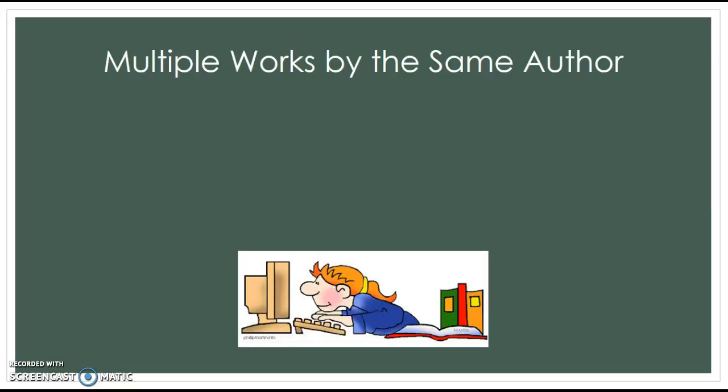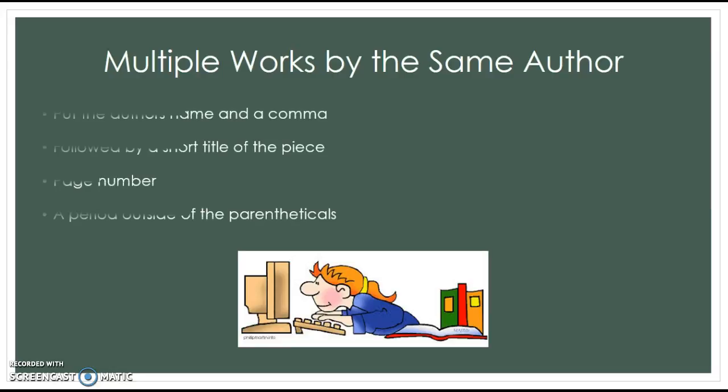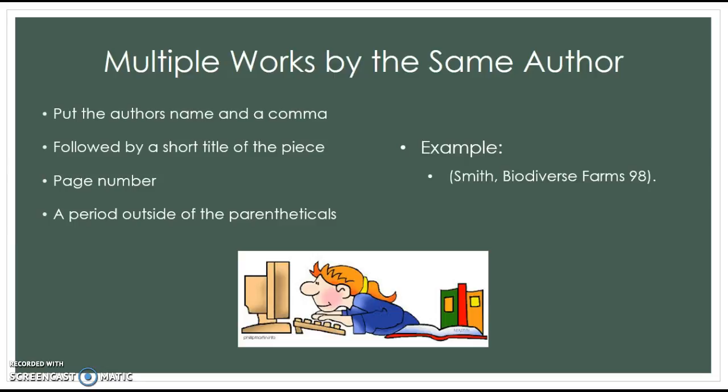Now, multiple works by the same author: you put the author's name and a comma, followed by a short title of the piece, page number, and a period outside of the parentheticals. What this will look like is this. Our author is Smith. He wrote the source on biodiverse farms. There is no comma, just the page number to follow. That's all inside the parentheses with a period following.